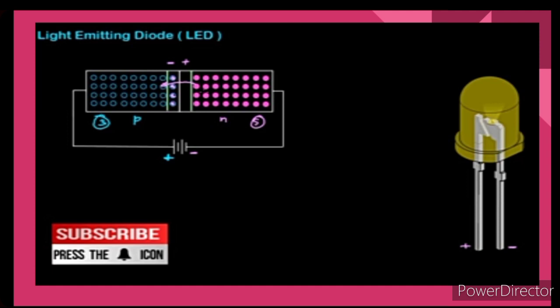The LED, or light emitting diode, consists of three layers: P-type material, N-type semiconductor, and the depletion layer. The P-type semiconductor and N-type semiconductor are separated by the depletion region or depletion layer, shown in the figure.